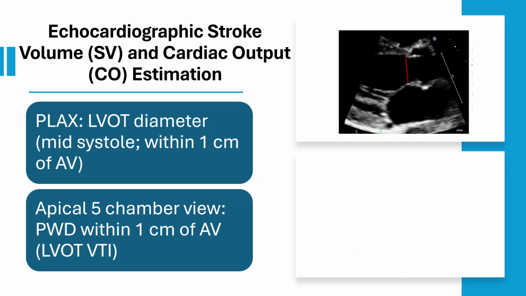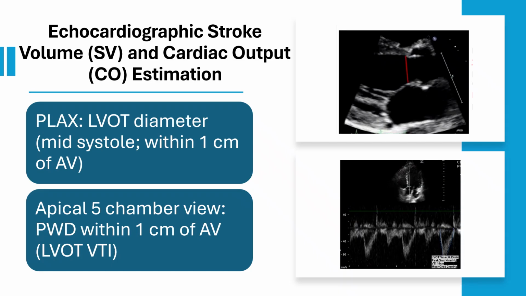again within 1 centimeter of aortic valve, where you want to measure the left ventricular outflow tract velocity time interval. Here on the bottom right, you see a spectral Doppler profile of a pulse wave Doppler through the LVOT. By tracing this spectral Doppler profile, you'll obtain velocity time interval, which is basically the distance the blood travels with each heartbeat. Please pause the video if you need more time to review this important concept.